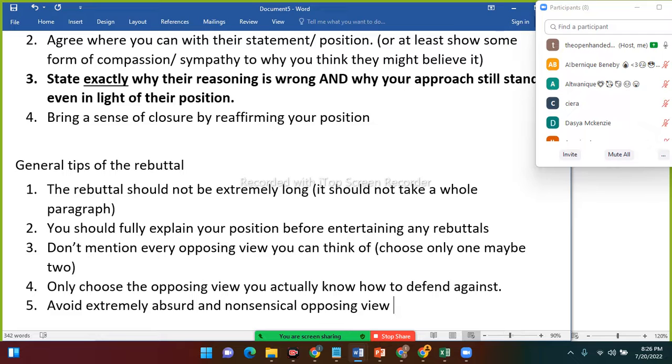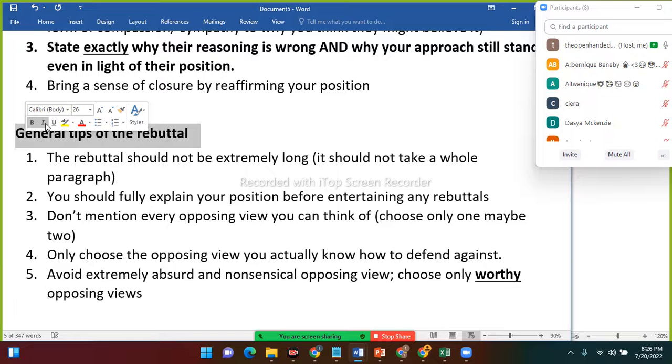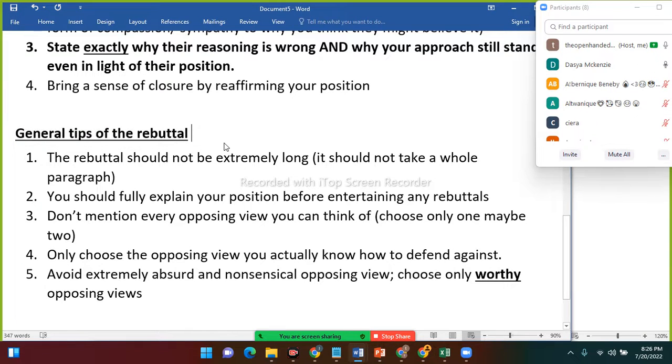So choose only worthy rebuttals, or worthy opposing views. That's important. When I say worthy opposing views, can anyone help me understand what I mean? What do you think I mean when I say worthy opposing views? Something that's probable. Something that's powerful.